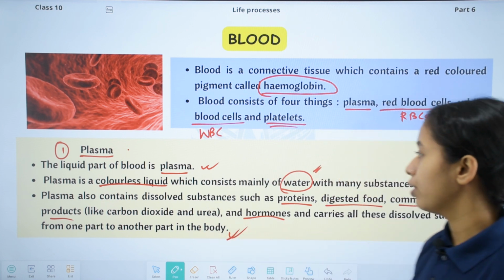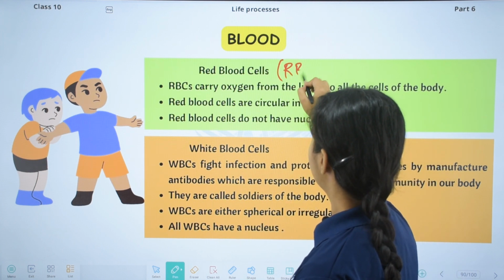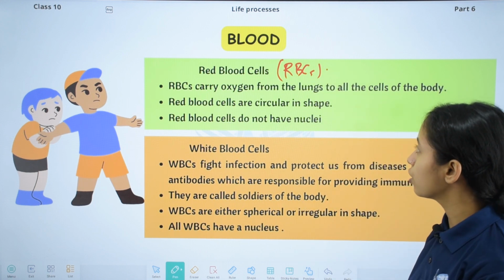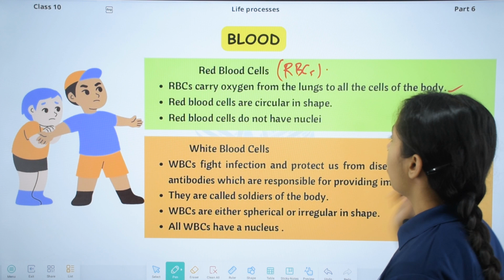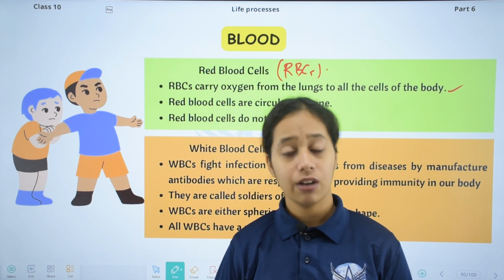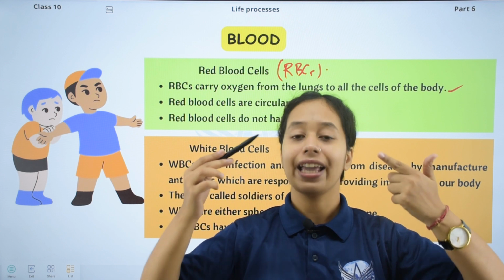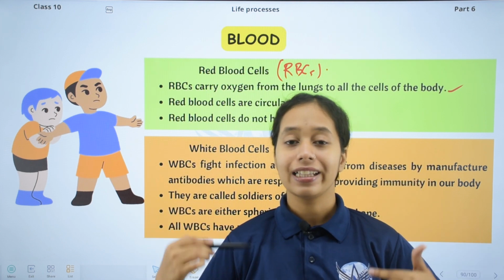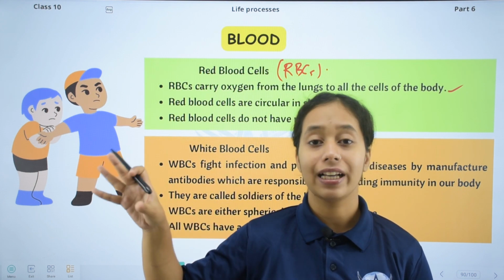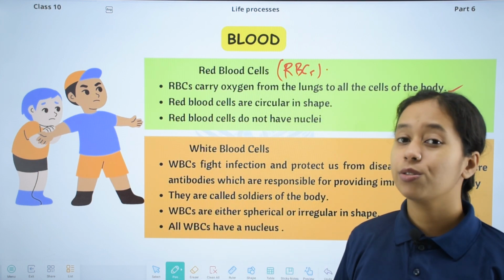Okay, note down what plasma is. Let us go to RBCs, red blood cells. RBCs carry oxygen from the lung to all the cells of the body. The main function of RBC is that it carries oxygen from the lung. Why from the lung? Because in respiration we inhale air into the lungs, which takes oxygen from the air mixture and gives it to the blood. This RBC is going to carry the oxygen.